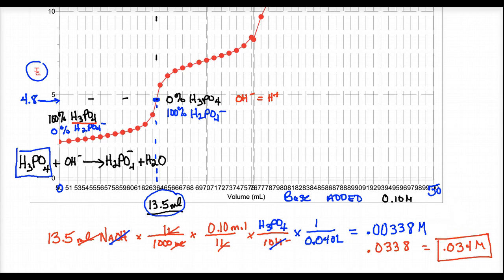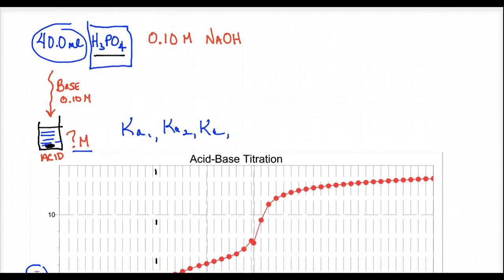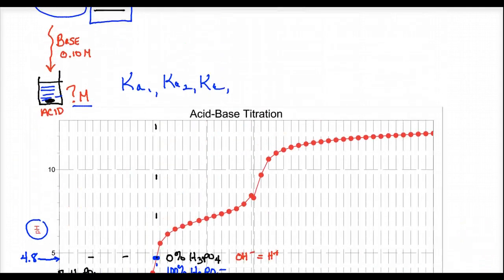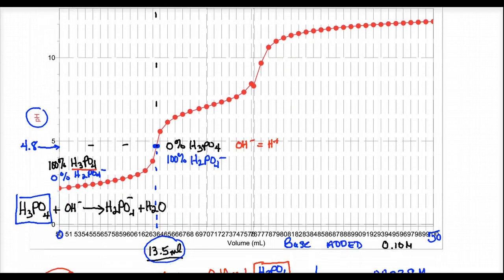Notice I didn't have to get to the final equivalence point. I can do it from the first because it took exactly this many milliliters to neutralize the H3PO4. Not completely, just take the one H off. So it's interesting to note you don't have to go to the final equivalence point to get that. But I got my first answer. Concentration is 0.034 molar. Okay, now let's go find our first Ka.